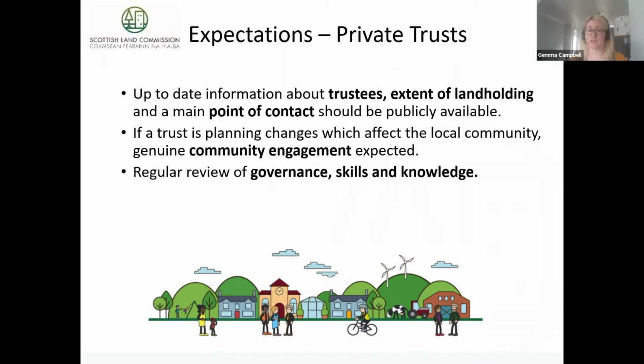We set out an expectation that if a trust is planning changes which will affect the local community, then genuine community engagement is expected, and that would be in line with our protocol on engaging with communities in decisions relating to land. And we recommend regular review of governance skills and knowledge, and we appreciate that this will quite often be a regular part of trust business, considering how you operate, who's involved, and whether you have the skills and the knowledge to take things forward.